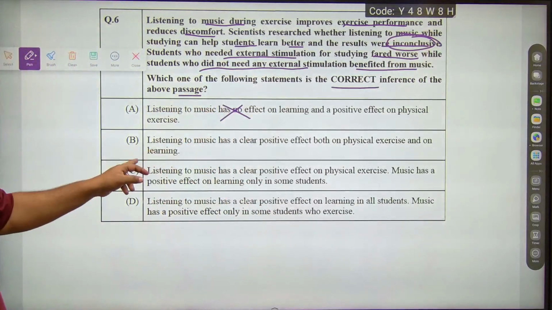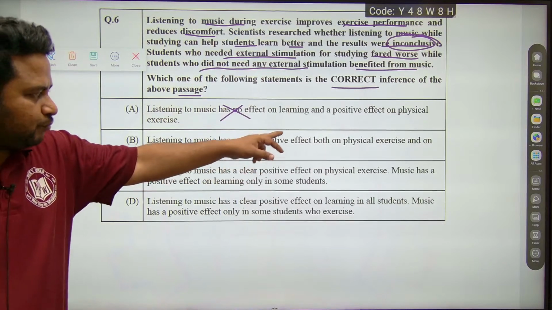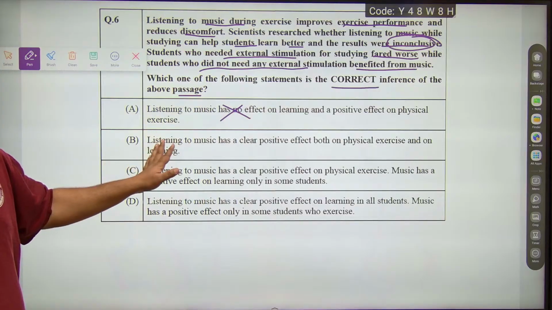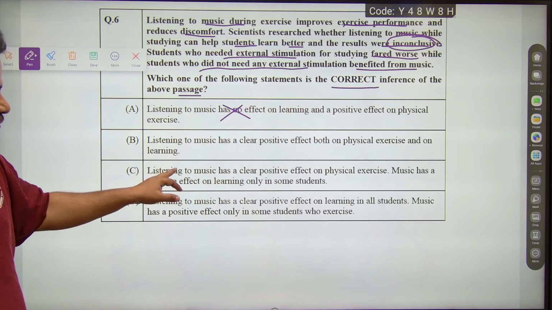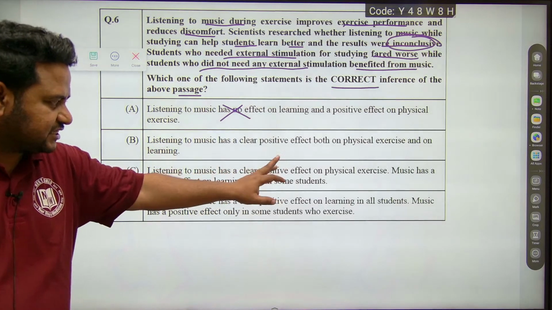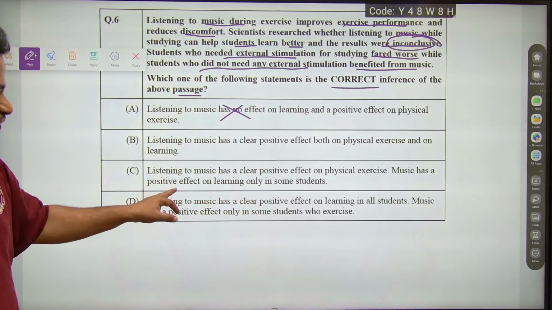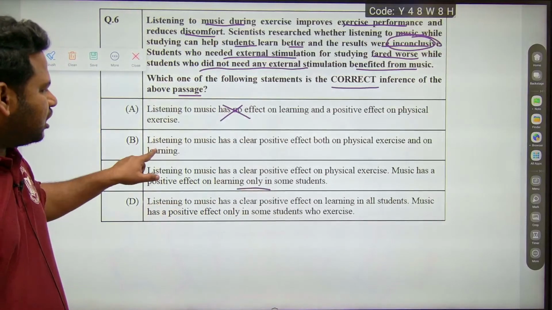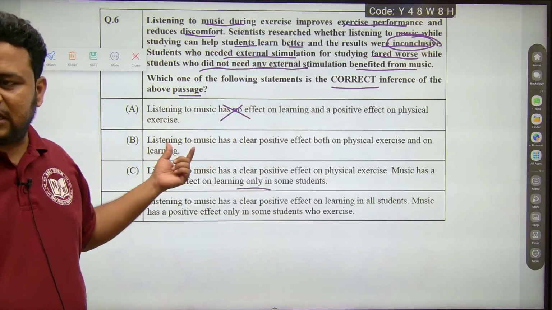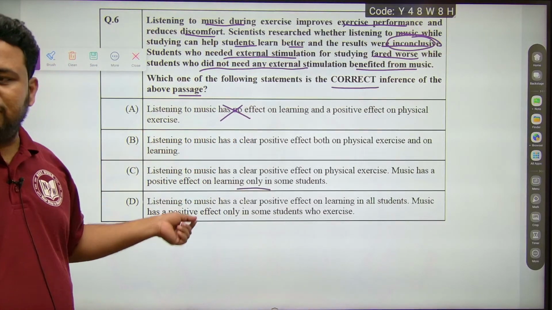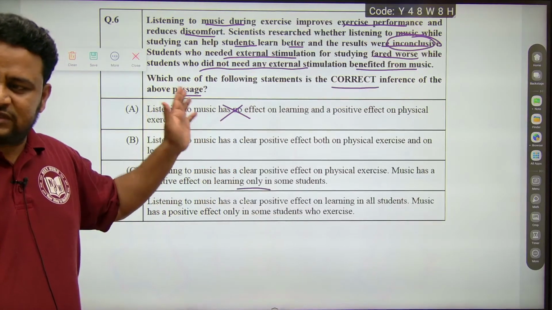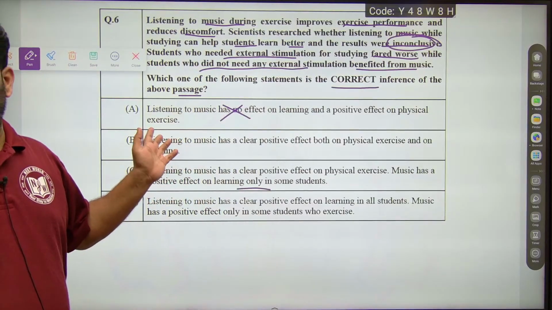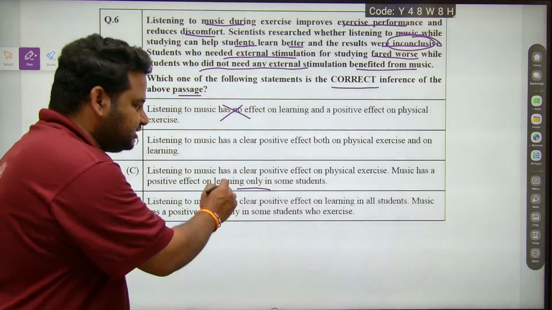Okay, next is what? Listening to music has a clear positive effect both on physical exercise and on learning. You cannot say that. Okay, let us hold this option. Music has a positive effect on learning only in some students. Yes, only some students. A clear positive effect on learning? No, you cannot say, because for those students who need external stimulation, if you give music, they will focus only on music. That is what they are telling. So this option is wrong.